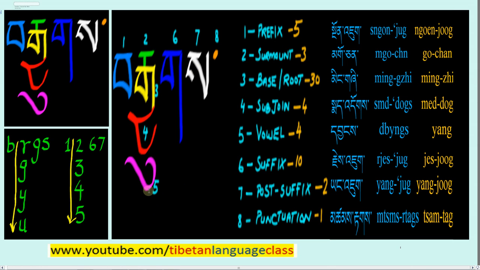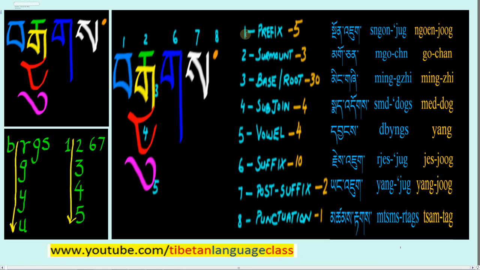Sometimes instead of that vowel down here, the other 3 vowels always go at the top here. So sometimes instead of this vowel here, we could have any of the 3 other vowels up here also. So that's pretty much how syllables are formed in Tibetan language.